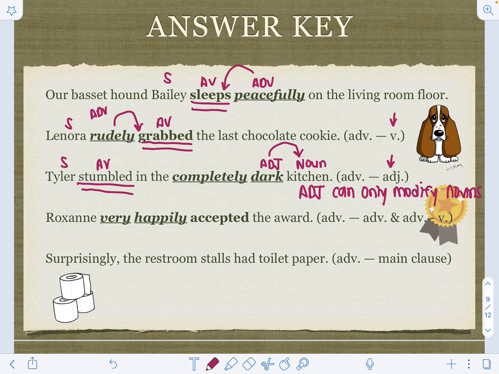And then I need to look for my adverb. How dark was it? To what extent was the kitchen dark? And we see that the answer is completely. So completely is modifying my adjective dark.